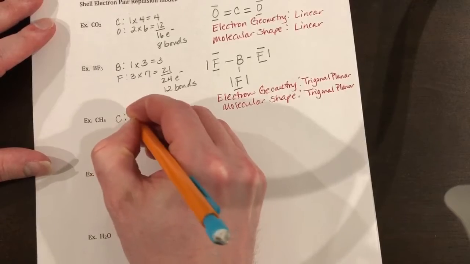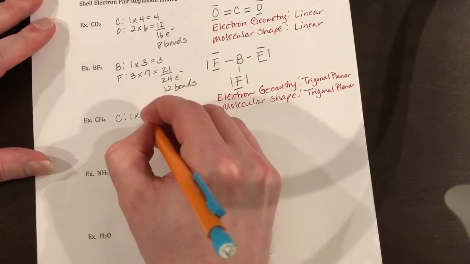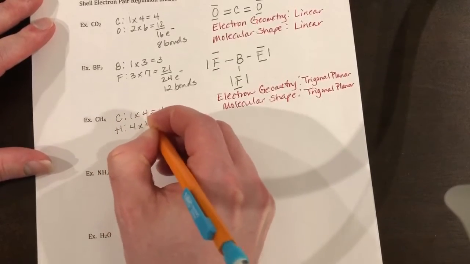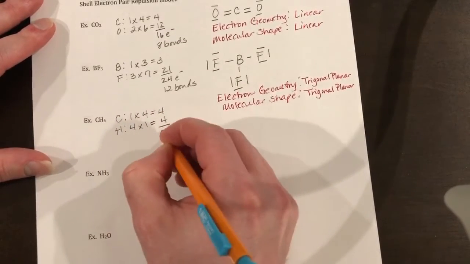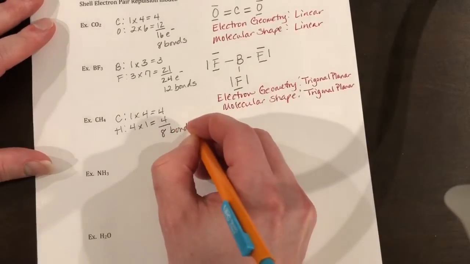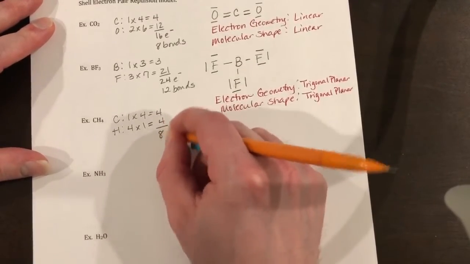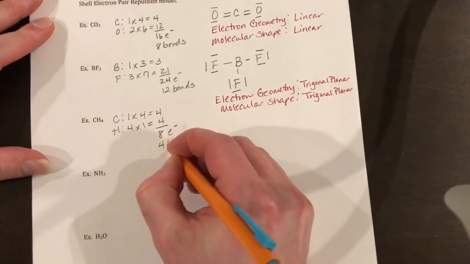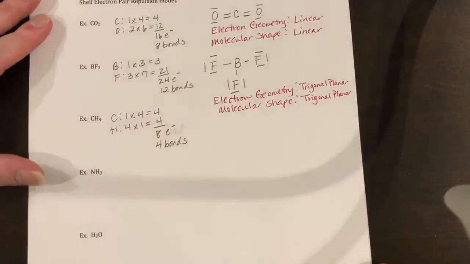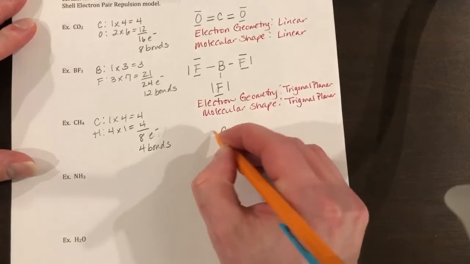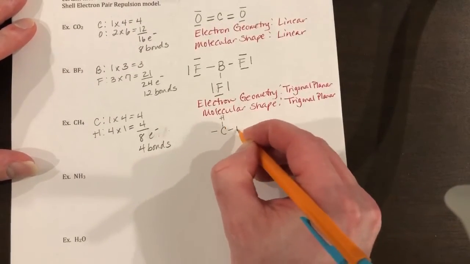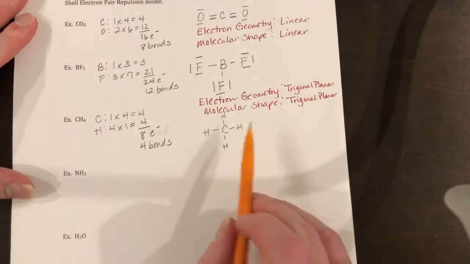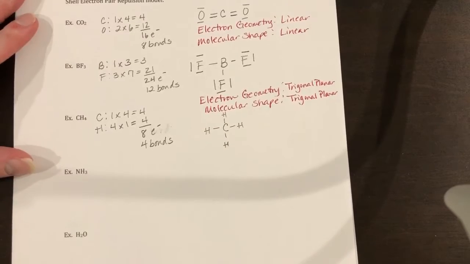Okay, CH4 is methane. So C, I have one C. Carbon is in group 4, so it has 4 valence electrons. Hydrogen, I have 4 electrons, and it's in group 1. So it should have 8 electrons. So 4 bonds. So carbon is going to be your central atom. We're going to have 4 hydrogens coming off of it. Hydrogen should have 1 bond. Carbon should have 4. So it's all good to go.